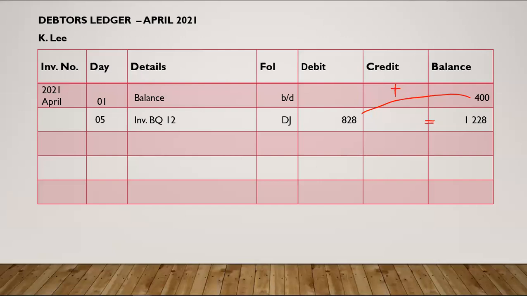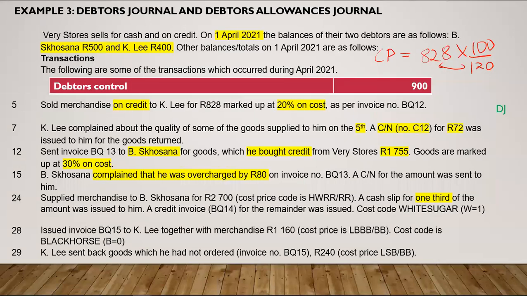Let's get to the next one. Kaylee complained about the quality of some of the goods supplied to him on the 5th. A credit note C12-472 was sent to him for the goods returned. That goes to debtors allowances. So they gave us 72 as the selling price. They didn't give us the cost price or even the method for calculating the cost price, but this here gives it away.